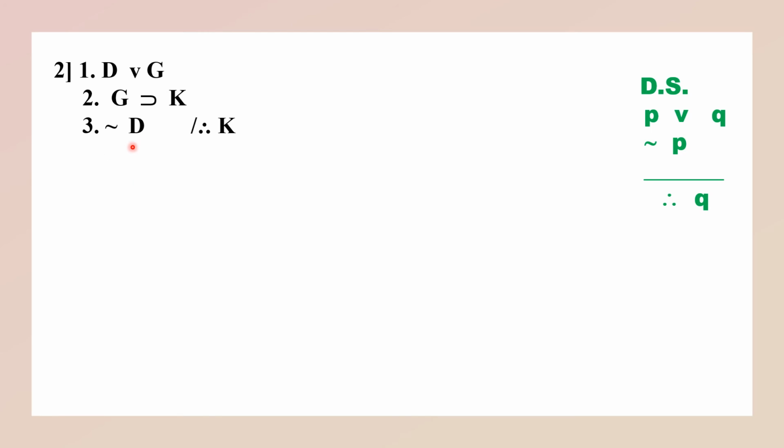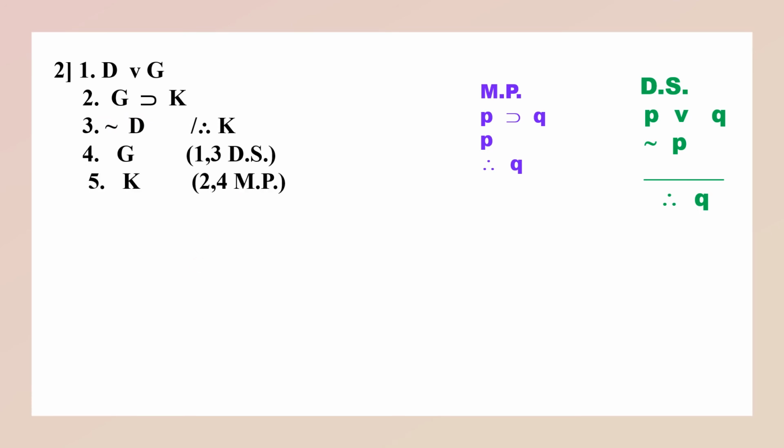Now once you have derived the second disjunct G, you can apply the rule of MP to derive K because we are having the antecedent with us. We can derive the consequent by only one rule, that is the rule of MP. P implies Q, P therefore Q, G implies K, G therefore K. Thus we have established the validity of this argument. Now we come to the third.